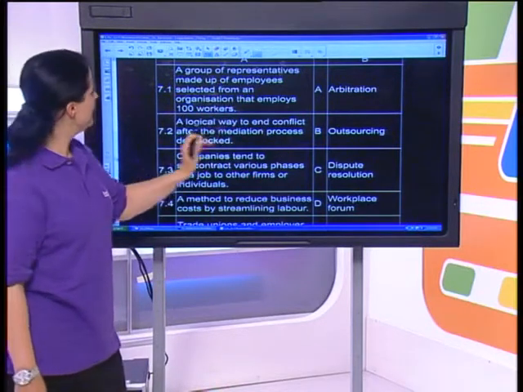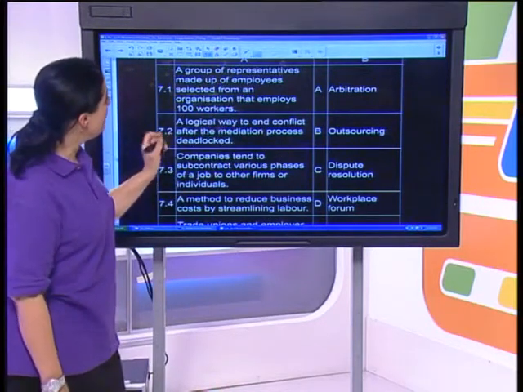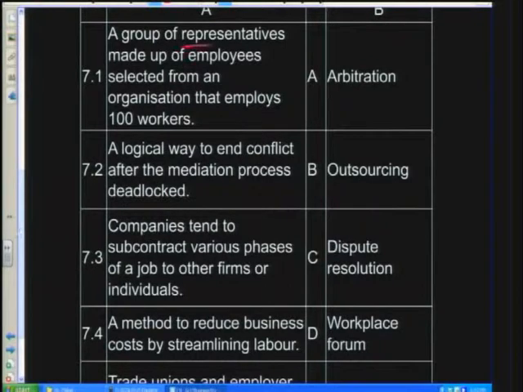Match the columns. The first one is a group of representatives made up of employees selected from an organization that employs 100 workers or more. Now let's look at the options. Arbitration. No, that's definitely not a group of people that's going to arbitrate. Outsourcing. No, what is outsourcing? This is when I ask a company outside of my business to do a job for me.